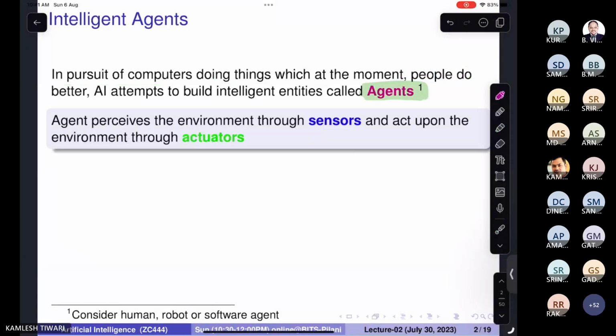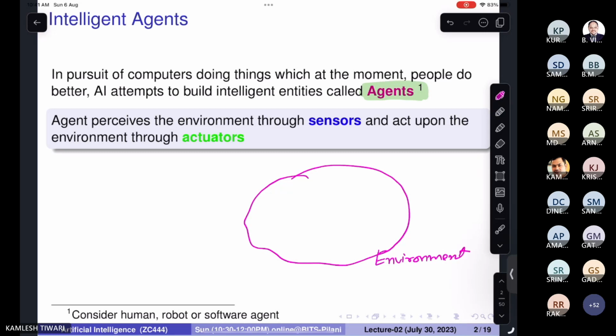Understanding is this: there is some environment, and in this environment, your agent actually has to operate. He has to do something. For example, the environment could be that some natural calamity has happened, and there is a drone that is an agent. It flies and tries to find out if there is someone stuck at some place.